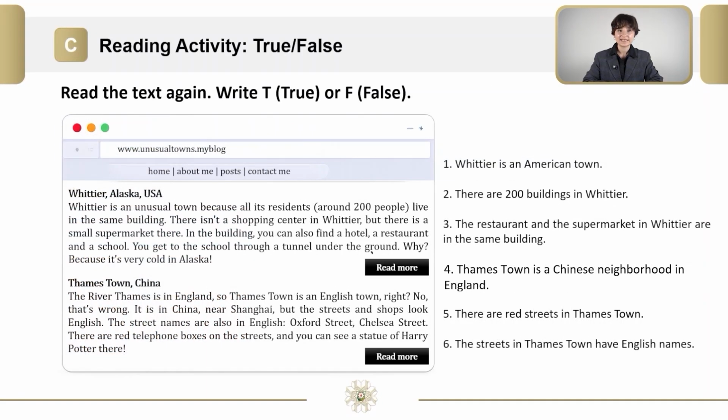Now, let's read the text again. Write T for true or F for false. Stop the video and do the activity.